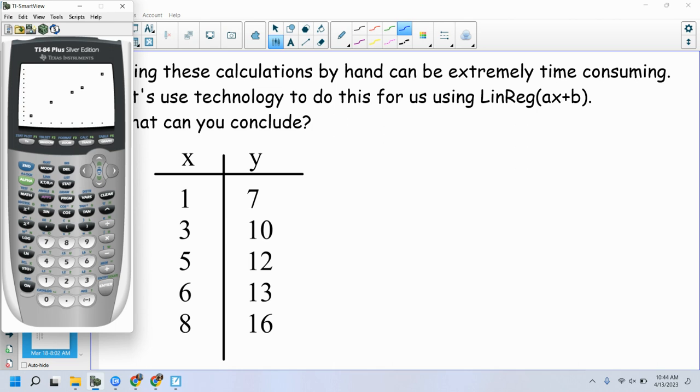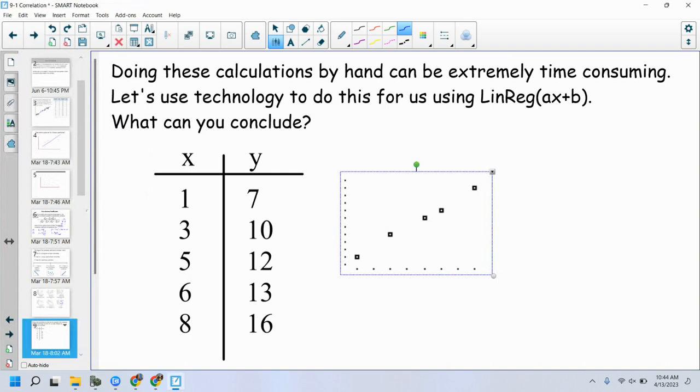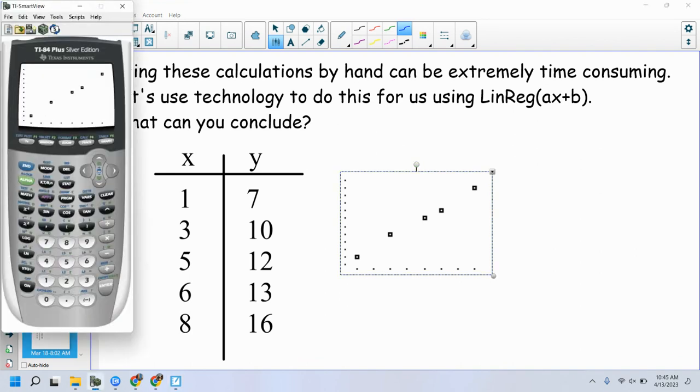What do you see? It's almost perfect. Is it going to turn out to be exactly 1? No. 0.99. It's going to be something pretty close to 1, but it's not going to be exactly 1, right? We know it's not going to be negative, because I see a positive slope.